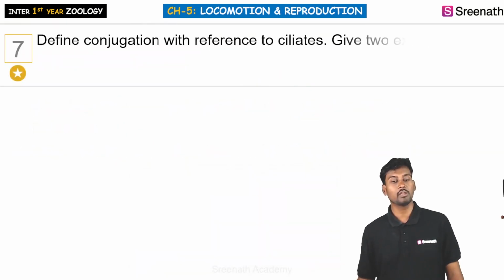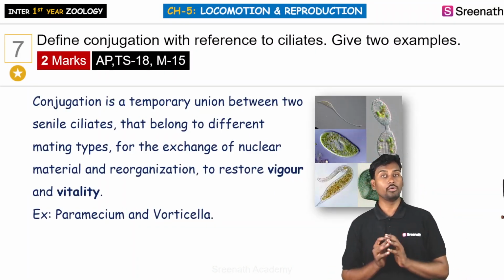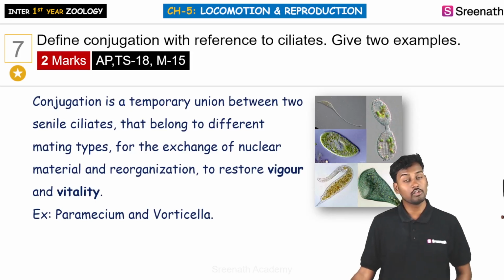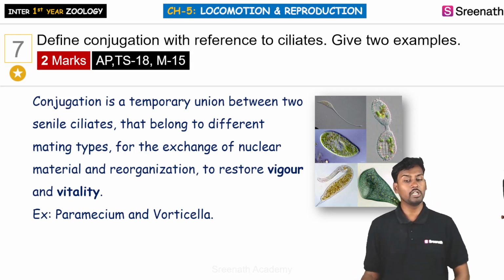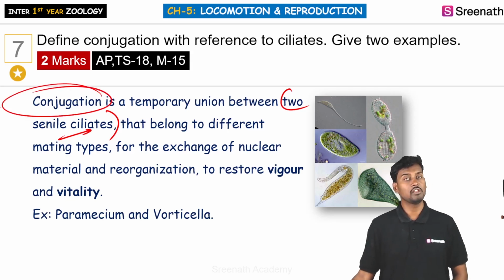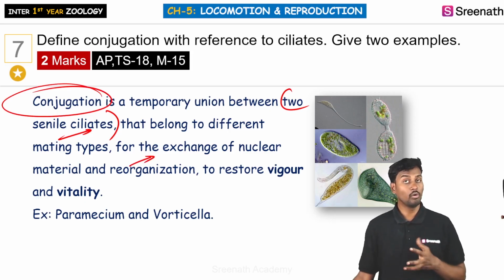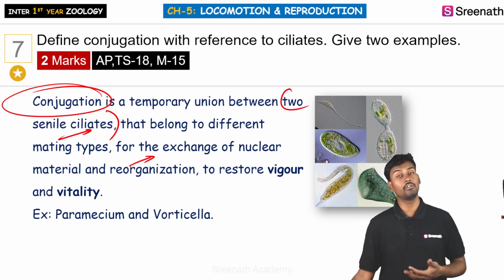So next one, define conjugation with reference to ciliates. Conjugation is a temporary union. Just like sexual reproduction in higher organisms, it is a very primitive pro-sexual activity. So it is a temporary union between two cells, especially the ciliates. That temporary association between the two cells is called conjugation, and it is very important for the exchange of genetic material between the two organisms, and also to restore vigor and vitality.